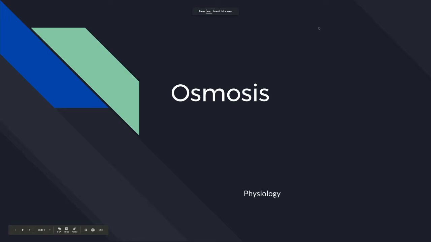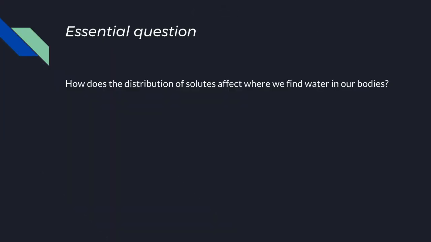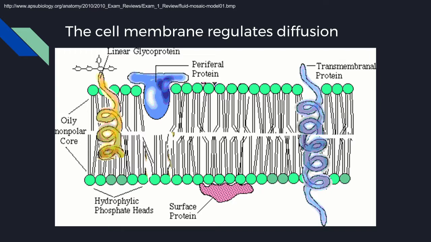So in this particular talk, what we're going to deal with is osmosis, in particular, how the distribution of solutes affects where we find water inside of our bodies. So from last time, what we had was the cell membrane, at least at the very end. And the job of the cell membrane, in part, is to regulate how diffusion turns out to work.